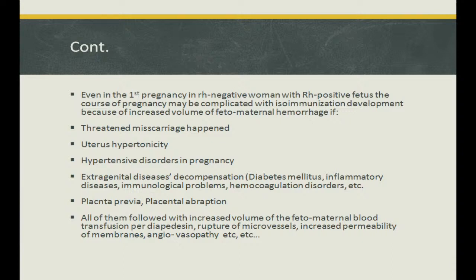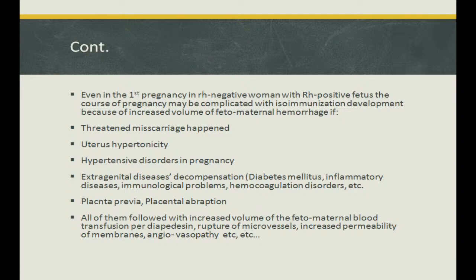The next is extragenital disease decompensation. Imagine a patient with diabetes mellitus. Diabetes mellitus itself is characterized by angiopathy, vasopathy, neuropathy. Thus, it is the basis for increased permeability and rupture of small, insignificant vessels, and increased amount of blood entering the maternal organism, as well as inflammatory diseases, other immunological problems, hemocoagulation disorders, both congenital and acquired, and so on.